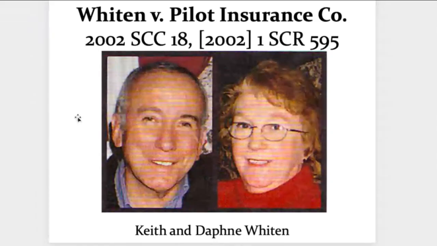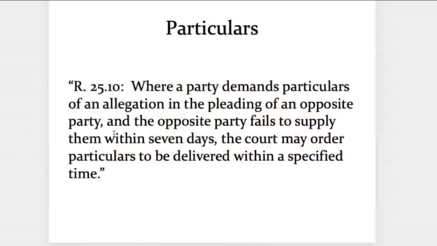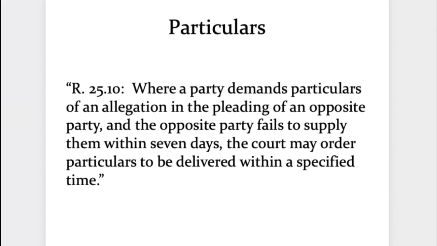Justice Binnie, of the Supreme Court of Canada, said at paragraph 89 that if the respondent was in any doubt about the facts giving rise to the claim, it ought to have applied for particulars. And in my opinion, it would have been entitled to them. Okay, and this is the rule about particulars, where a party demands particulars of an allegation in the pleading of an opposite party, and they're not supplied, the court may order them to be granted. But that still doesn't explain what these things are. What the heck are particulars?